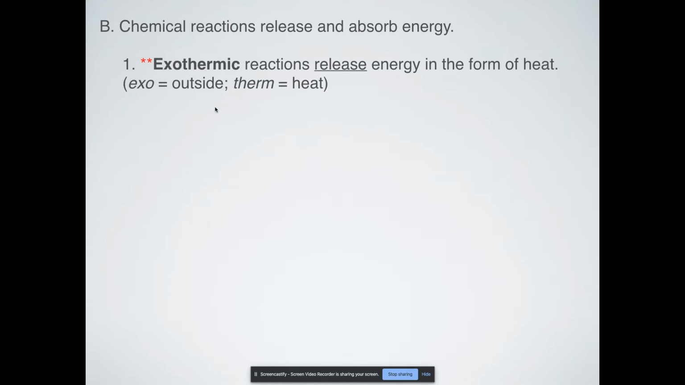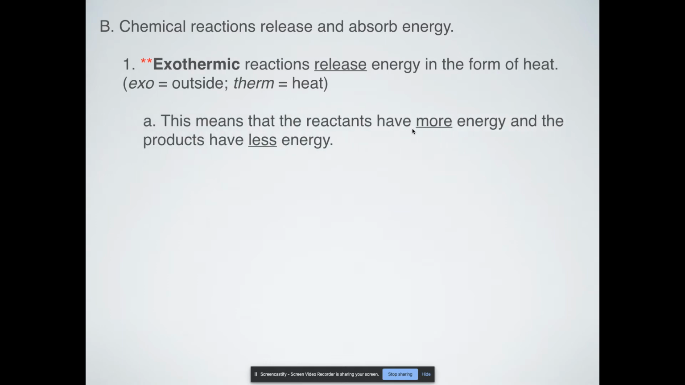Exit, like to exit a building is to leave, to go outside, right? Exoskeleton, bugs have exoskeletons. That means that their skeleton is external, it's on the outside. Oh, external. There you go. That's one. Exo, external, ex. Therm means heat, which is where we get the word thermometer from, thermo, thermos, stuff like that.